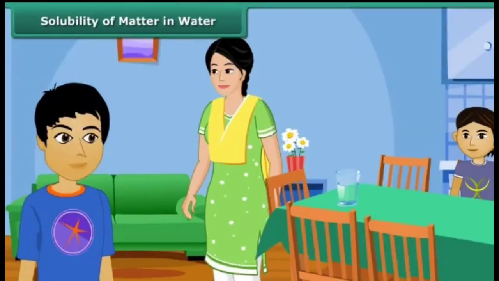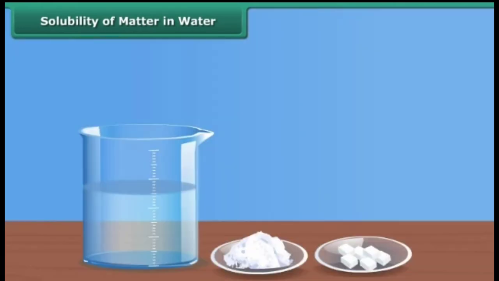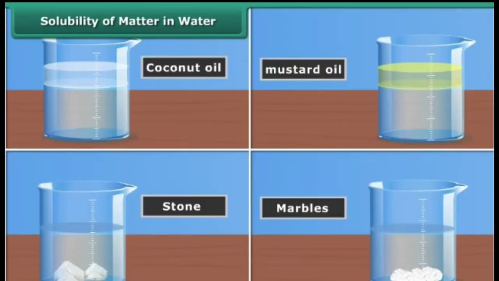Payal's brother comes back home after a football match. He is drenched in sweat. Her mother takes a glass of water, adds a spoonful of glucose, and gives it to him for instant energy. Payal notices one thing. Glucose dissolves in water instantaneously. She decides to experiment with some other substances. She observes that some substances dissolve easily in water, like salt, sugar, etc. She also notices that some substances do not dissolve in water, such as coconut oil, mustard oil, stone, marbles, etc.